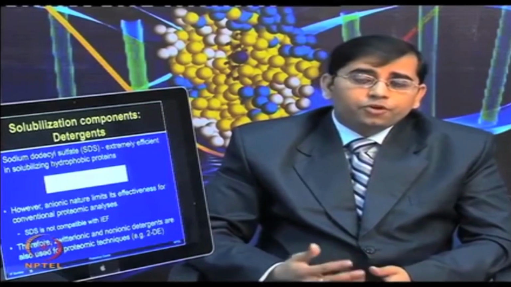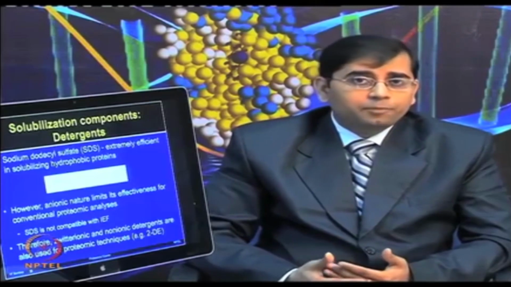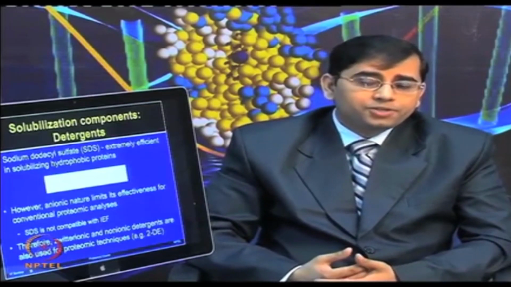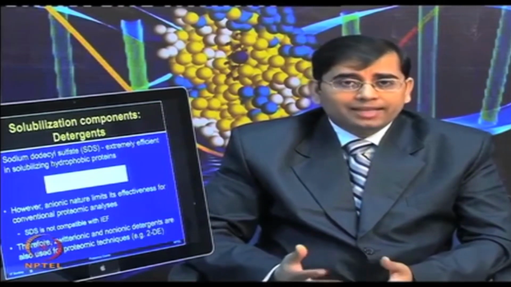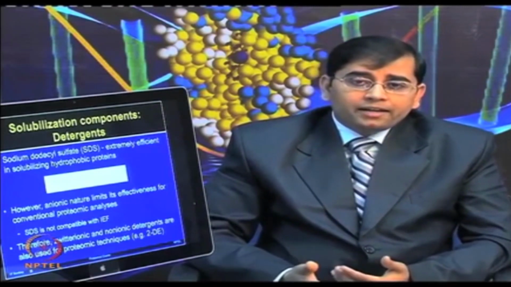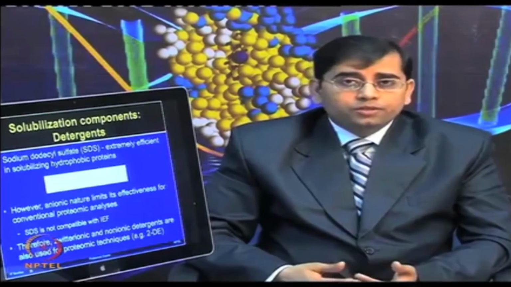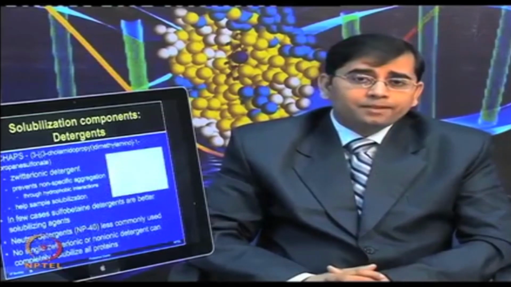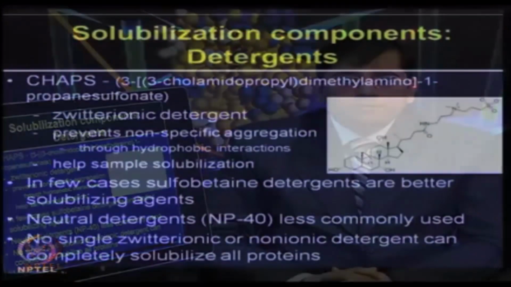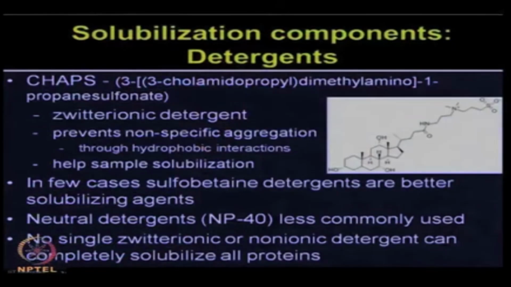If you want to do 2DE or DIGE or other advanced gel-based proteomic applications where you cannot use SDS, zwitterionic and non-ionic detergents are used. CHAPS, a zwitterionic detergent, is the most commonly used detergent in protein solubilization when your objective is to perform two-dimensional electrophoresis experiments. It prevents non-specific aggregation through hydrophobic interactions, and it helps in sample solubilization.